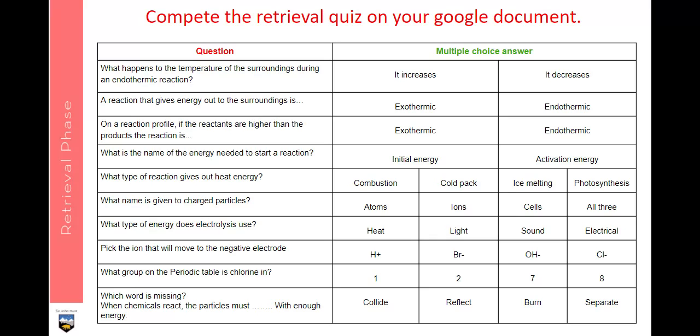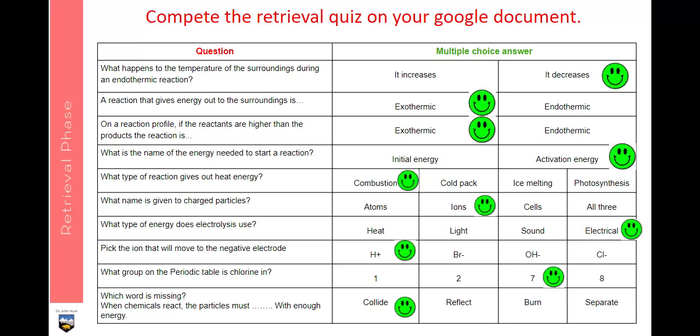Okay, so the answers are as follows. Make sure your green pen is in. Just be careful because when temperature of the surroundings in an endothermic reaction, the temperature decreases because energy is taken in. In an exothermic reaction, energy is given out, so the temperature increases.